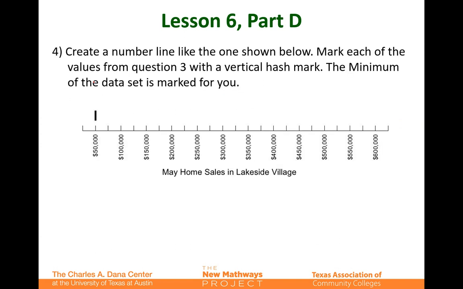So there's the 50,000. Our next one should be at 75,000. So that's Q1. Our next value is at 125,000. That's our median. We have one at 150,000. That's Q3. And then way over here, we have one at 550.